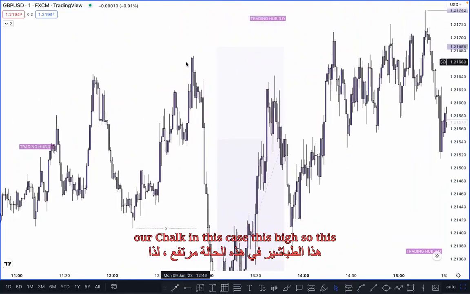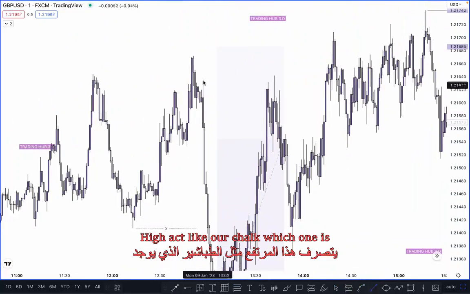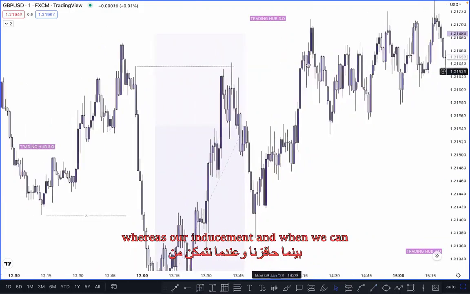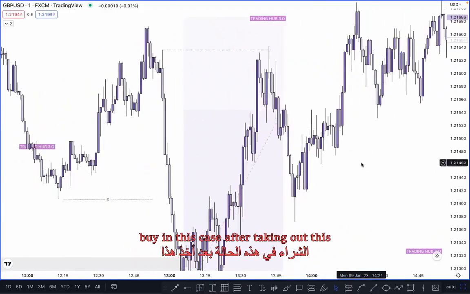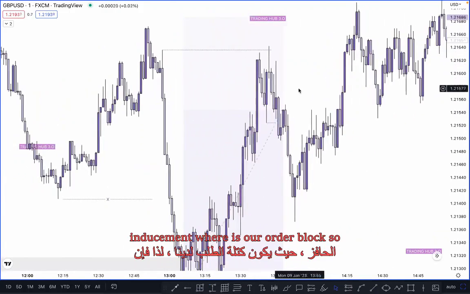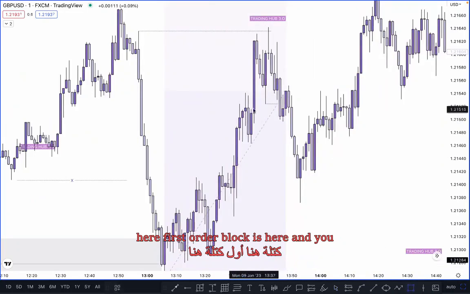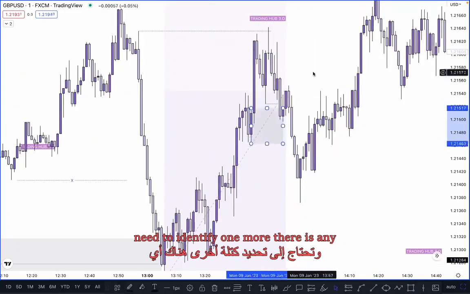So where is our CHoCH in this case? This high. So this high acts like our CHoCH. This high is broken by this move. Where is our inducement, and when can we buy in this case? After taking out this inducement, where is our order block? So this order block is here. First order block is here, and you need to identify one more.